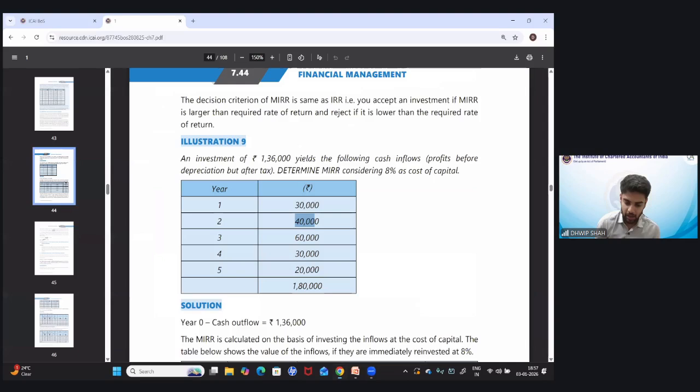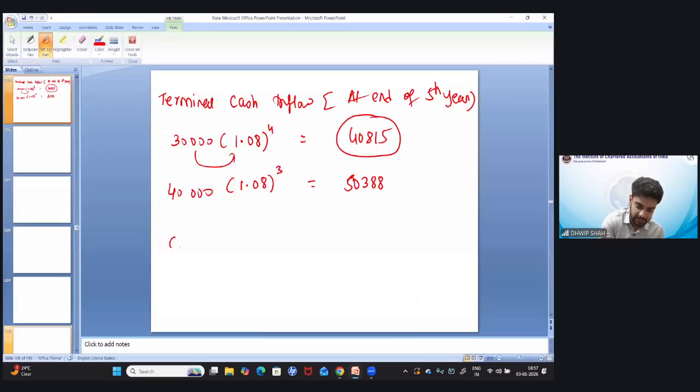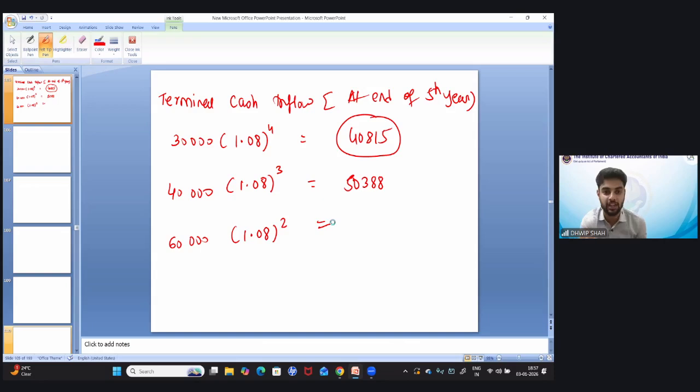Likewise, we come to 60,000. Can I say this 60,000 would be reinvested for a further 2 more years till the end of the life of the project? This 60,000 will not remain 60,000 at the end of the fifth year. It is reinvested, so the value will be somewhat higher. How much? 60,000 into 1.08 for 2 years is 69,984. Understanding? Clear?